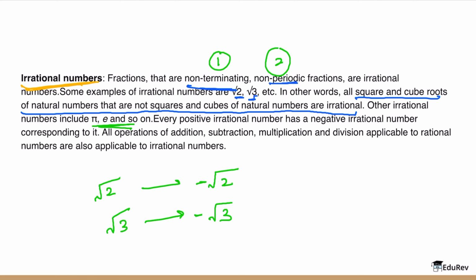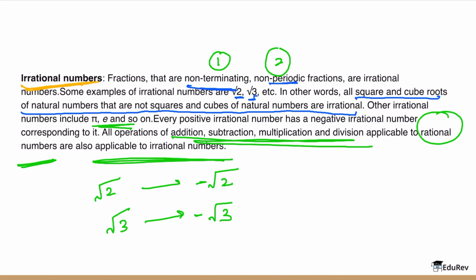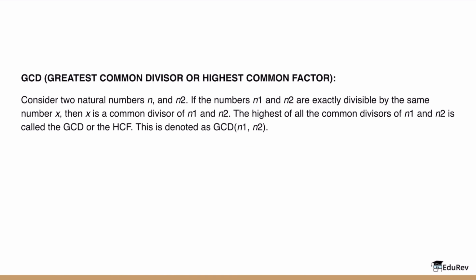Then all the operations of addition, subtraction, multiplication and division are applicable to rational numbers and are also applicable to irrational numbers. Basically, what they want to say is that all these operations which we use, by operations I mean your addition, subtraction, multiplication and division, are applicable to your rational numbers, and are also applicable to your irrational numbers. Correct.